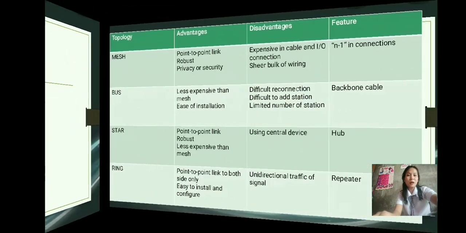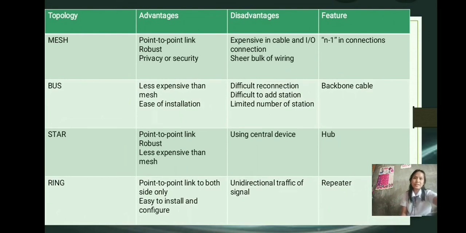So, next. As you can see, these are what I have explained. For mesh, the advantages are point-to-point link and robust privacy or security. The disadvantages are expensive cable and I/O connection, and the sheer bulk of wiring. That is what I said earlier. Then for bus, the advantages are less expensive than mesh and ease of installation. The disadvantages are difficult reconnection, difficult to add a station, limited number of stations, and the feature is backbone cable.